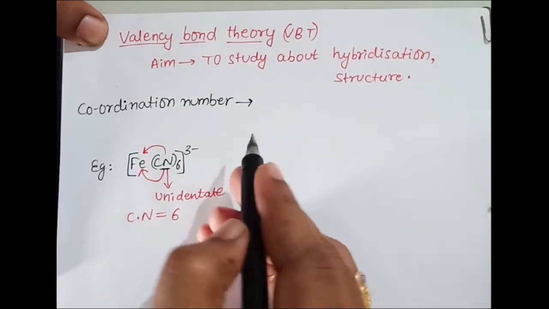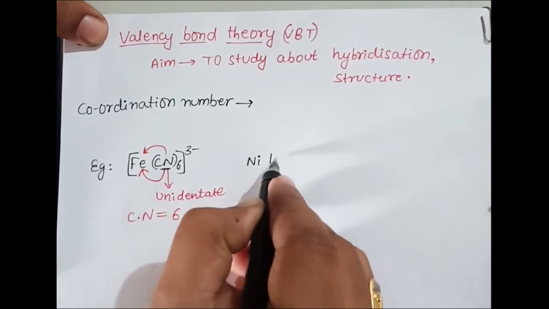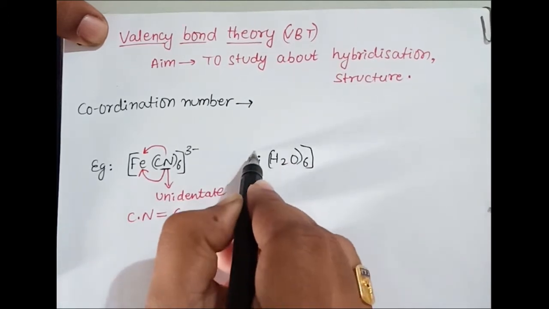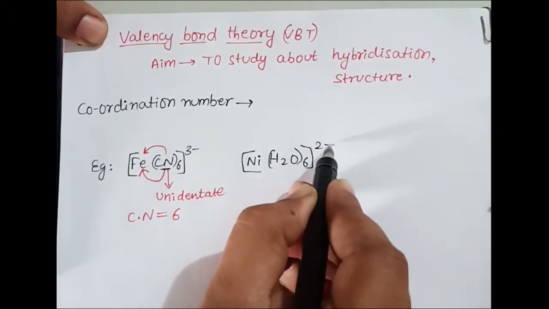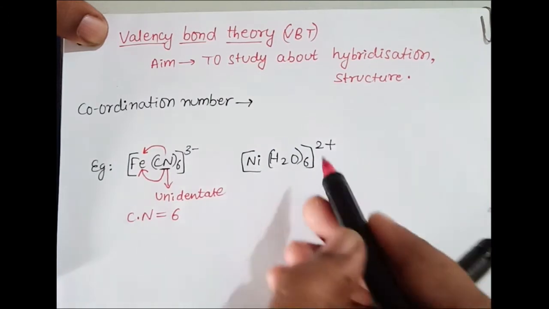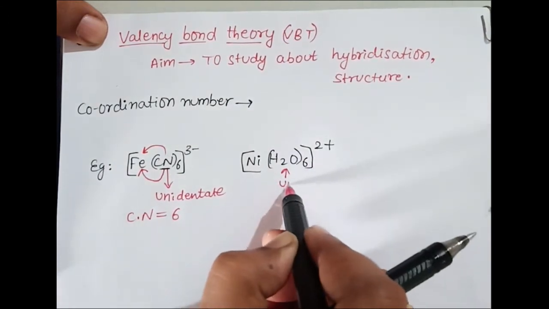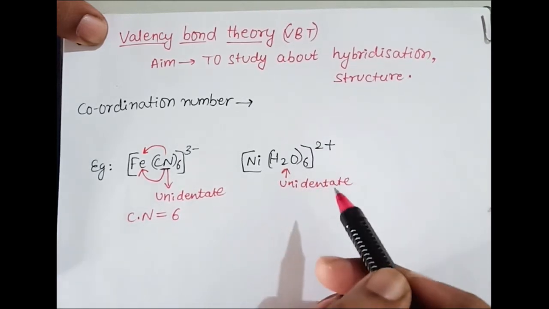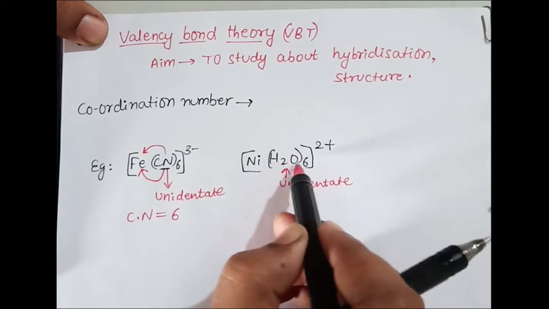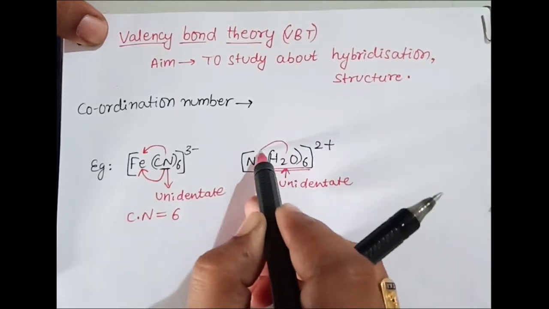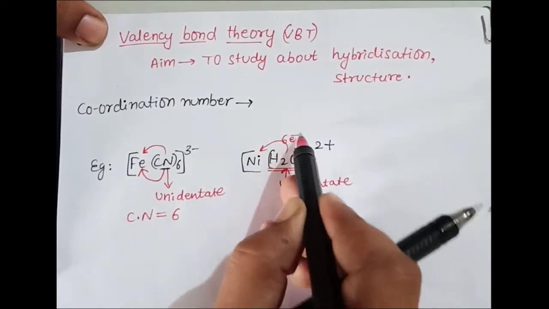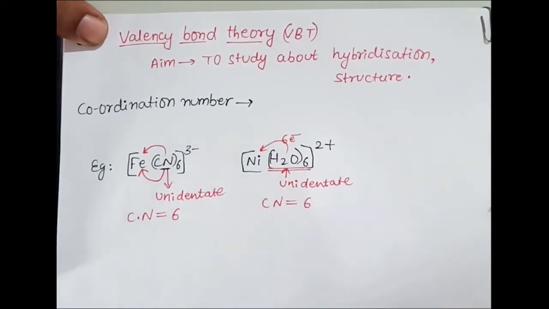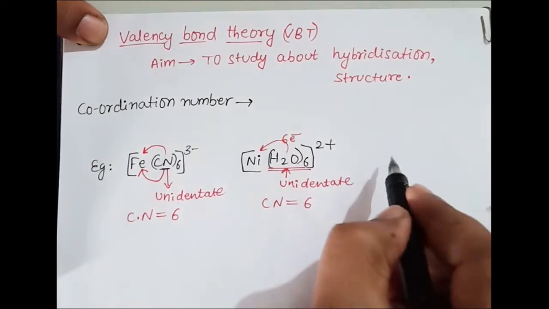Understood? Now another example like [Ni(H2O)6]2+. What is the coordination number of nickel? H2O is which type of ligand? Unidentate ligand. Unidentate ligand means it will donate 1 electron pair. So totally we have 6 water molecules which will donate 6 electron pairs to the nickel atom. Therefore the coordination number is 6. Very simple.